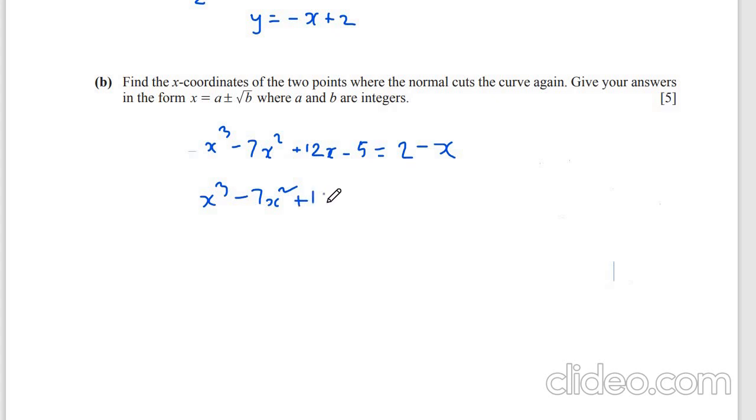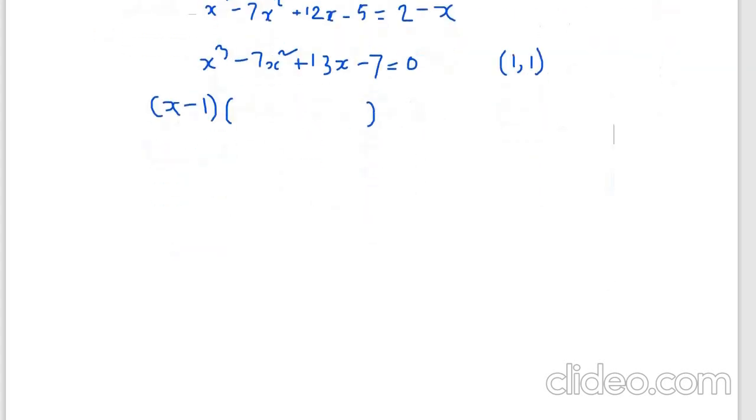So that will be 13x minus 7 equal to 0. Now we already know that one point of intersection is 1, 1. So now if we need to factorize this cubic expression, we would have to do long division, because x minus 1 is going to be a factor, and then we are going to get a quadratic equation after the long division. So let's start long division. I'll just do it here on the side.